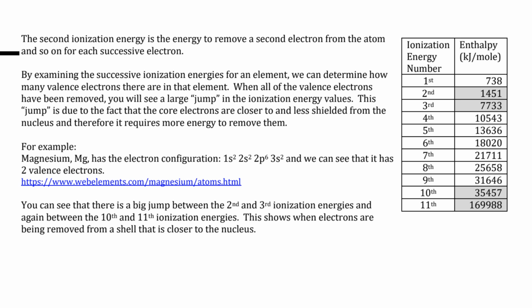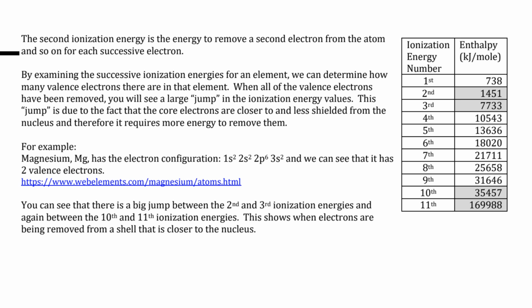If it doesn't take a lot of energy to remove those electrons, it has a low enthalpy. But if there's a large jump in the values, it's due to the fact that the core electrons are closer to and less shielded from the nucleus, and therefore it requires more energy to remove them if there's a big noticeable jump.